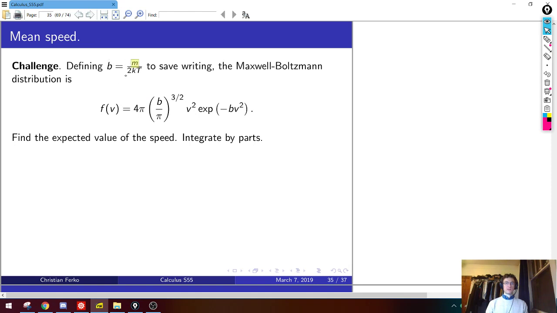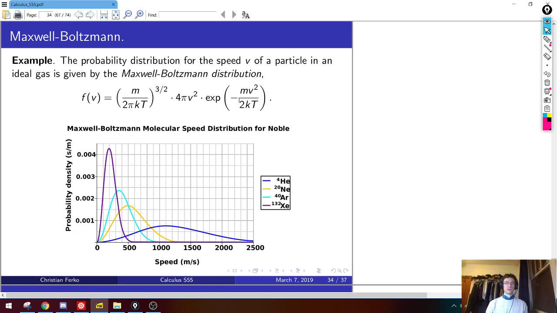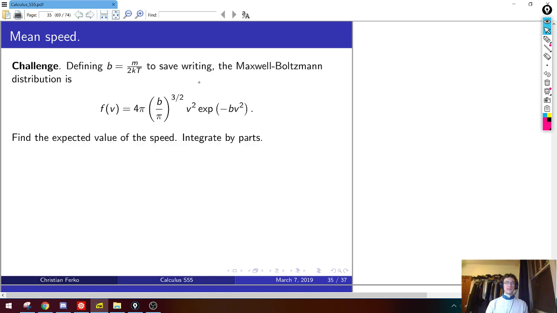I'm defining a shorthand b to save writing. In terms of that b, if you just plug in b for this term and the guy up here, you just rewrite the thing on the previous slide like this. It's 4 pi times b over pi to the power 3 halves, v squared, e to the minus b v squared.